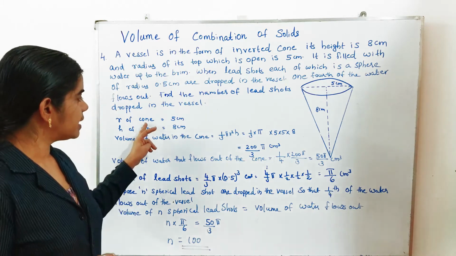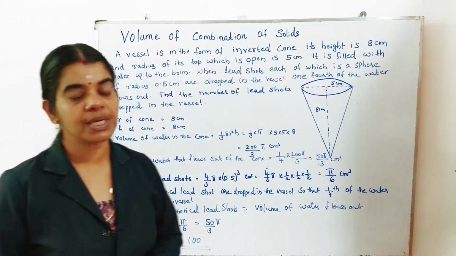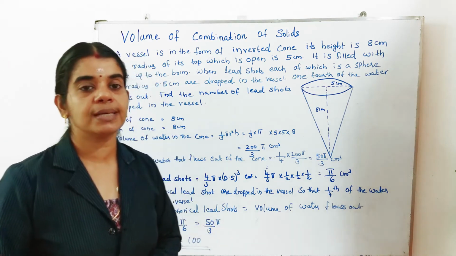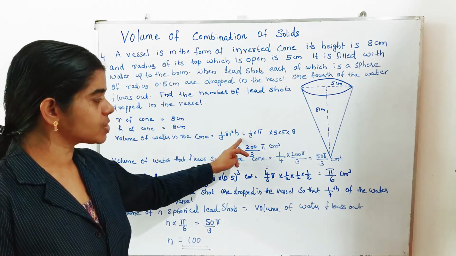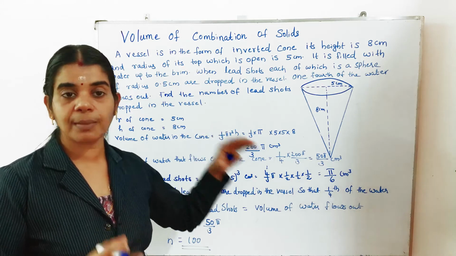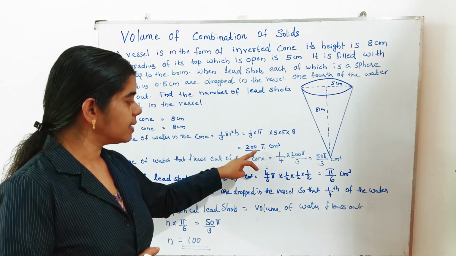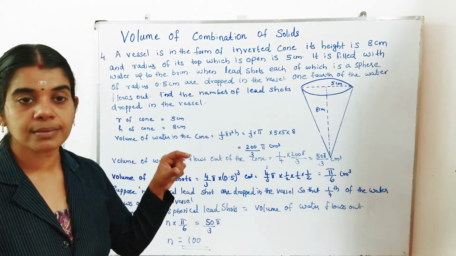For that, radius of the cone, height of the cone, volume of the water. First we can find out the volume. Up to the brim water is there. Then you can find the volume of the cone. That is equal to 1/3 pi r square H. You got pi we are keeping there. Lastly we can cut that. That's why 200 pi by 3 centimeter cube will be the volume of the water in the cone.